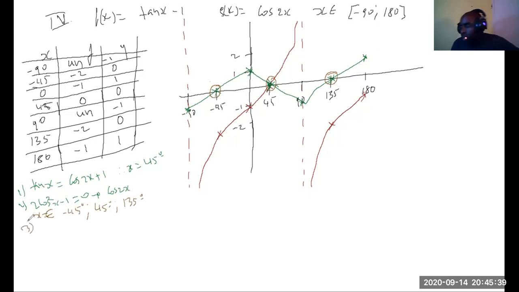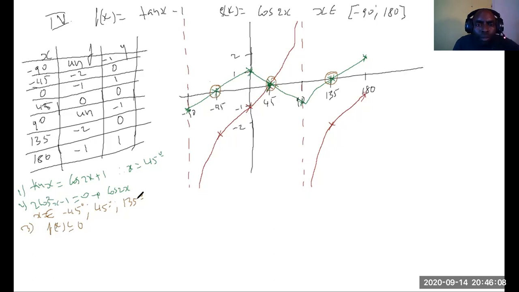Let's go to number 3. They are looking for the values of x where f of x is negative. Here we have f of x less or equal to 0, where it is negative, and f of x is the same.